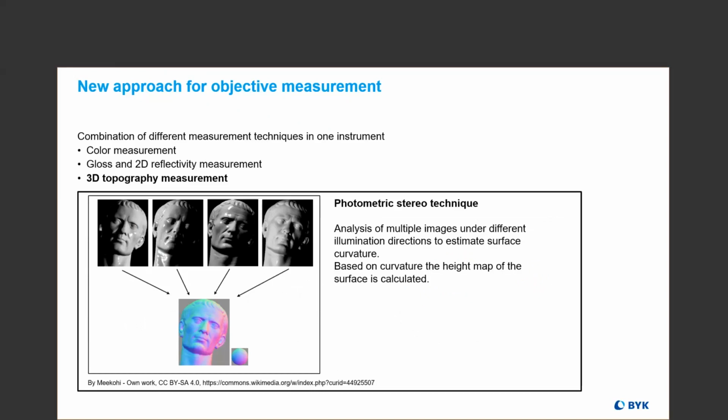So whereas the 2D reflectivity measurement is measuring how much light is being reflected by the surface, the purpose of the 3D measurement is to map the actual shape, the actual height or topography of the surface.